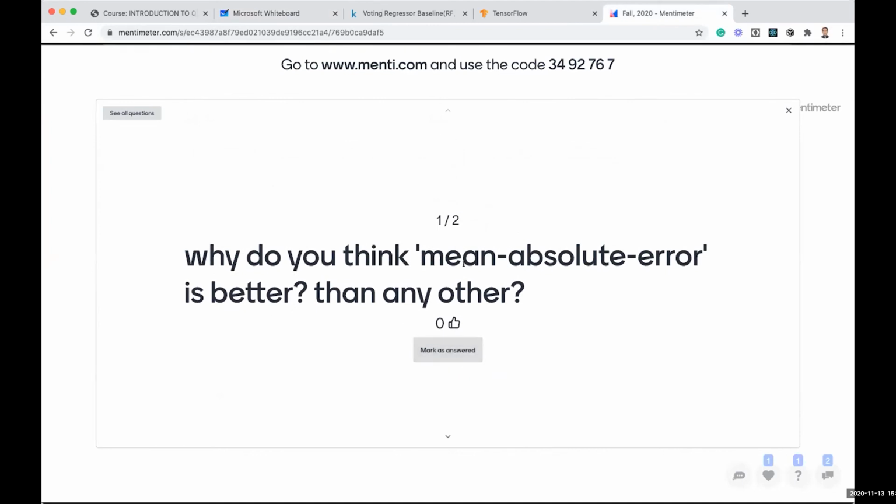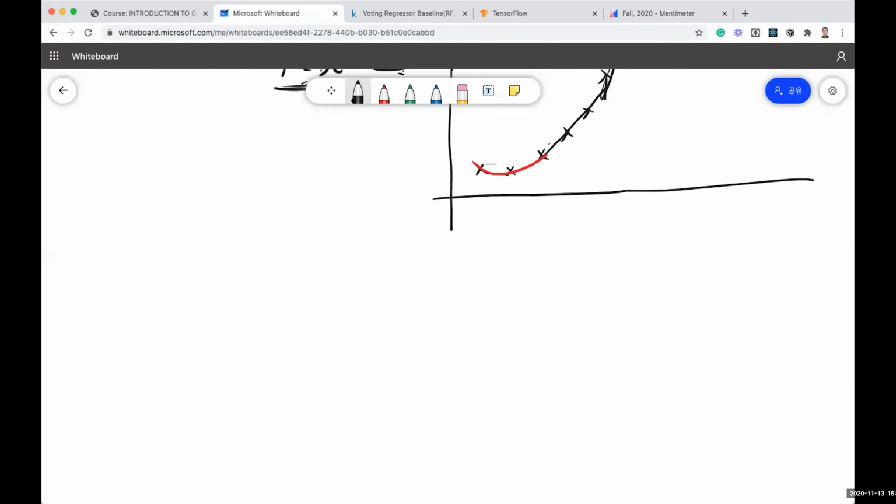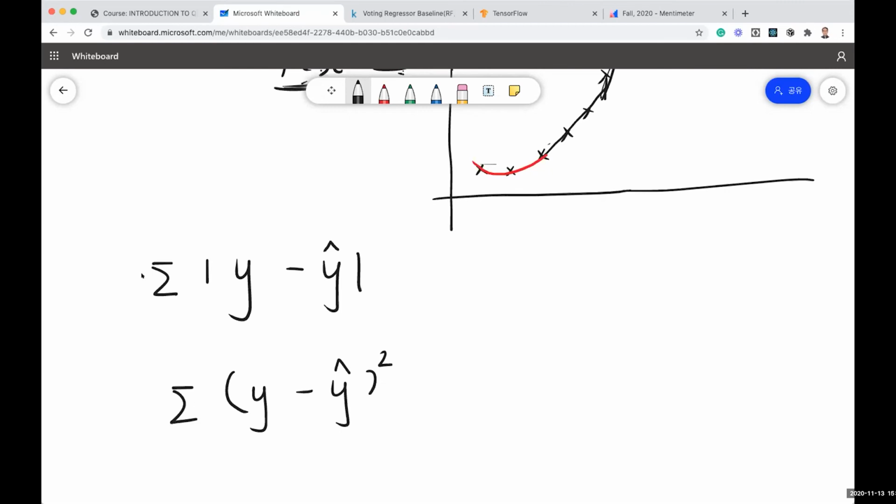Why do you think mean absolute error is better? I don't think the mean absolute error is better. I don't have any preference between mean absolute error and mean squared error. They are just two different ways. So I think it is very good to take a look inside the actual formula. So y and y hat, and you can take the absolute value. And also you can think of y and y hat squared. Of course, there is a summation, and in front of the summation, there is a 1/n.